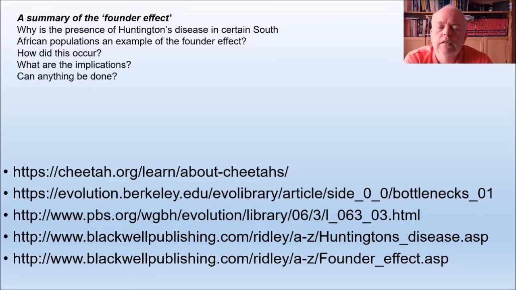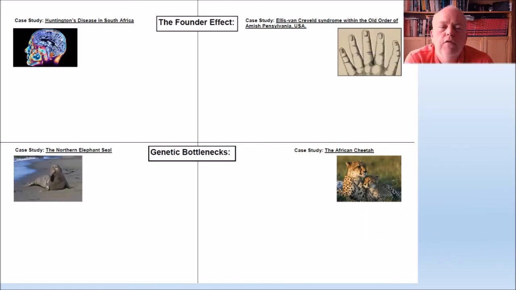There are a number of websites to have a look at, and there's one all about cheetahs, there's one about the elephant seal, there's a couple to do with Huntington's, and there's one to do with the Ellis-van Creveld syndrome of the Amish. This is the kind of thing you can fill in, so it's just a brief summary of what is the founder effect and then examples for each, Huntington's and Ellis-van Creveld. And for genetic bottlenecks, have a look at the northern elephant seal and the African cheetah.